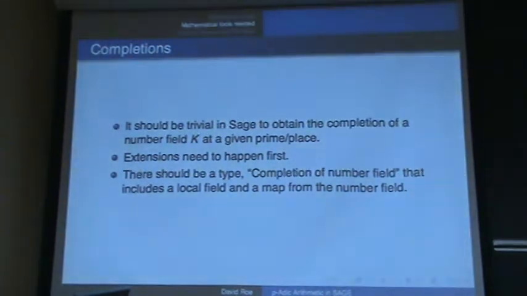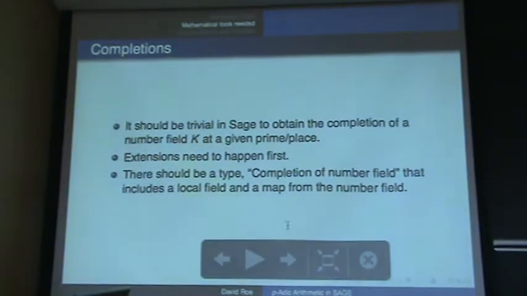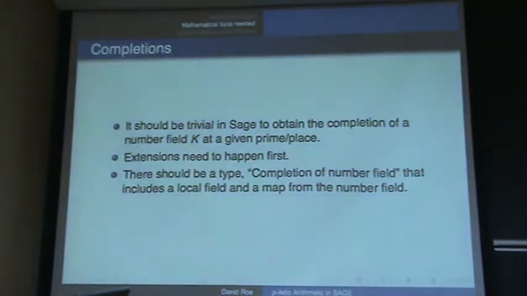You should be able to coerce from there, so that if you have something in the completion and you add 5 to it, it works. You add 5 plus the square root of 2 to it, it works. So basically a completion will just be a pair, which is a local field, and then a map from the number field.